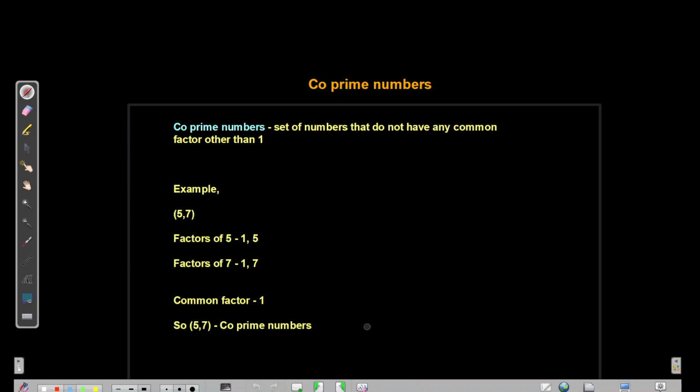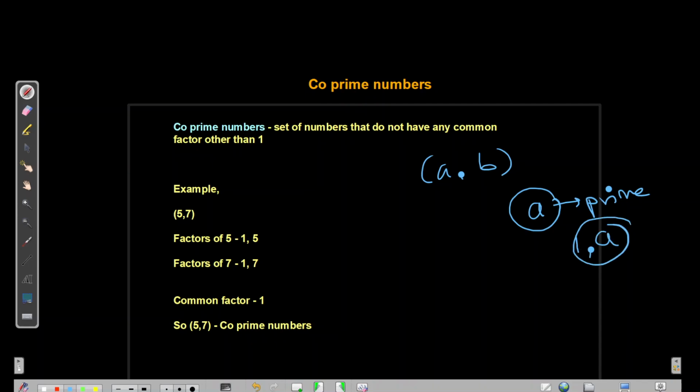Let's see what coprime numbers are. We all know about prime numbers. Coprime numbers are a set of numbers that do not have any common factor other than 1. So for coprime numbers, at minimum I should take a pair of numbers. For a prime number, I can claim that A is prime if the only factors are 1 and A. But for coprime numbers, I should have a minimum of two numbers, a pair of numbers.